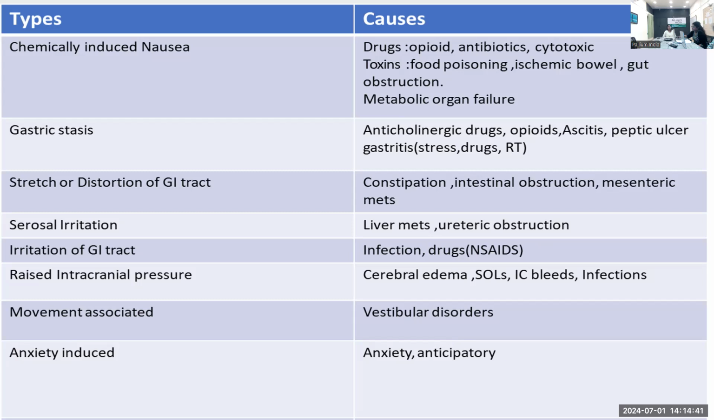Now see raised intracranial pressure, like patients having cerebral edema, space occupying lesions, IC bleed. They also present with nausea and vomiting. Movement associated causes are motion sickness, vestibular disorders. All these can cause problems. Anxiety induced is the one I told about, the anticipatory vomiting, as we already discussed. The thought of getting chemo, they anticipate it and they can get nausea and vomiting.